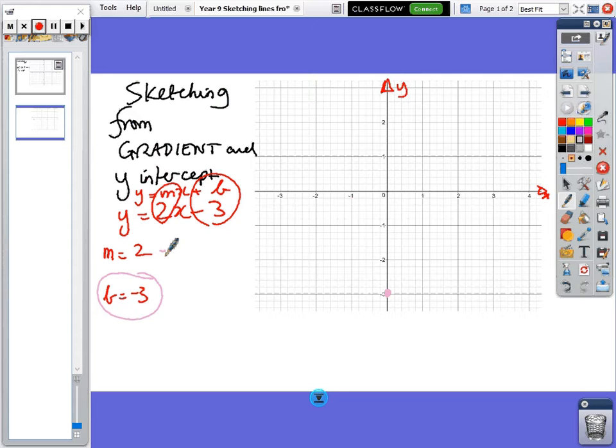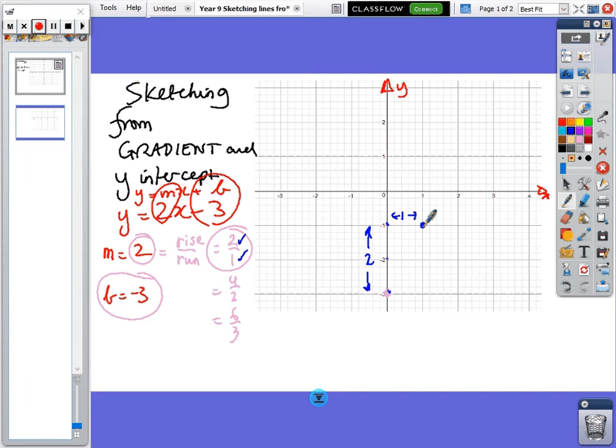Now what we have to remember is that the gradient is the rise over the run. So the simplest way of having a 2 is to have 2 over 1. Okay, it could have been 4 over 2, it could have been 6 over 3, but the simplest fraction is 2 over 1. So what we do is, the rise is 2, so it's going to go from minus 3 to minus 2, up to minus 1, then it's running 1. So there's our rise of 2, and there's our run of 1, which is that.